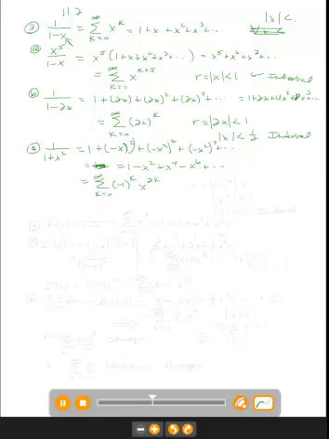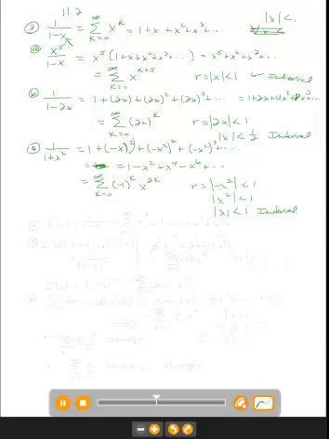Now, in this case, you've got a geometric series whose ratio is negative x squared, and it will converge if that is less than 1, which then becomes x squared less than 1. So in turn, the absolute value of x is less than 1. So there's your interval.